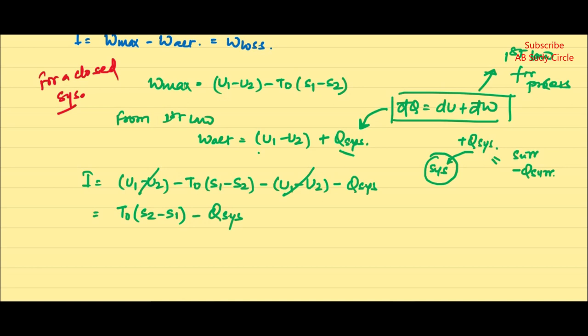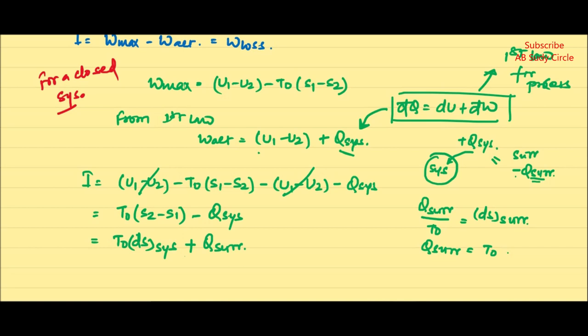Now let's change this into the heat which is related to the surrounding. So it will be T0, this is nothing but ds system, and it will be positive, because it's positive for the system. For the surrounding it will be negative, and negative and negative will be positive. For surrounding, Q surrounding by T0 is ds surrounding. Okay, so Q surrounding is T0 ds surrounding, right?